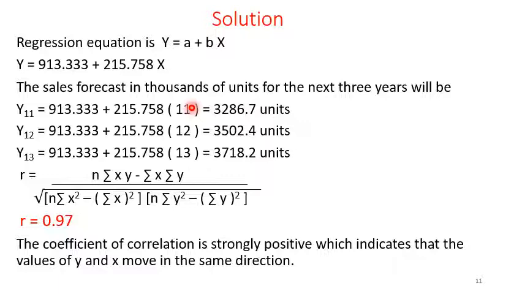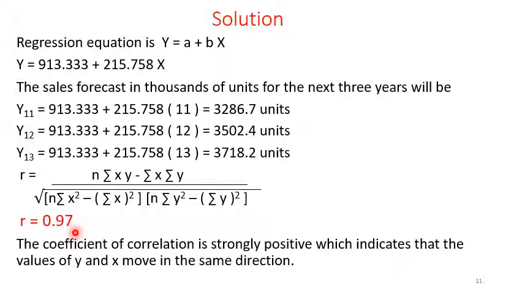The next step is to find the coefficient of correlation R. Now I have already got the Y values based on the given set of X values, and I need to find the correlation coefficient. When I substitute in the given equation, I get an R value of 0.97, which means it's a positive value.